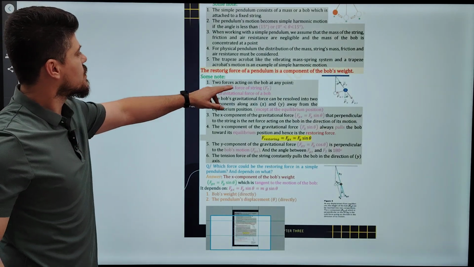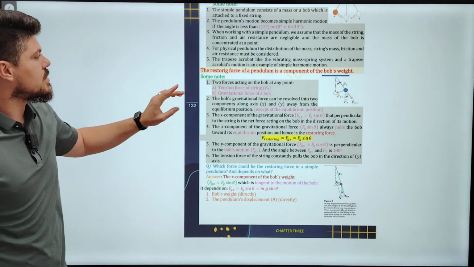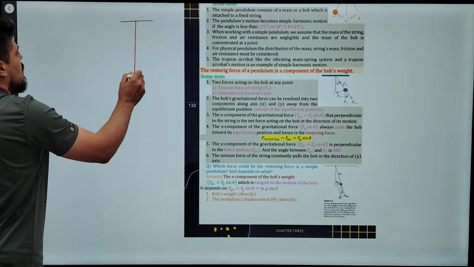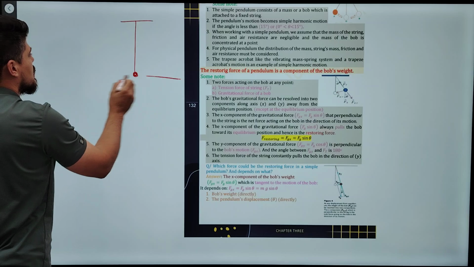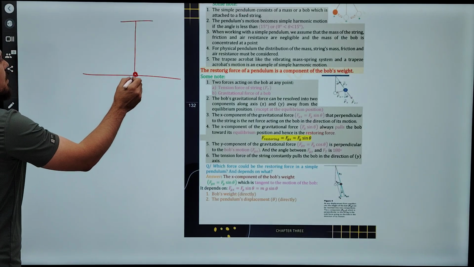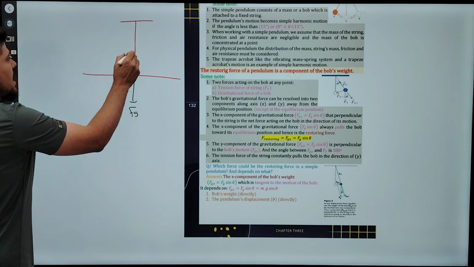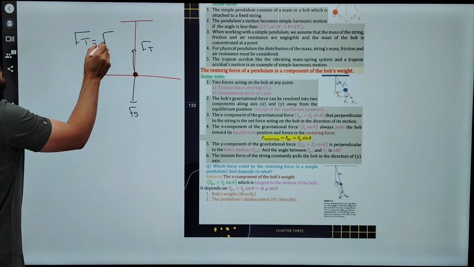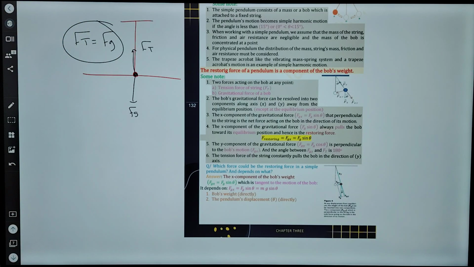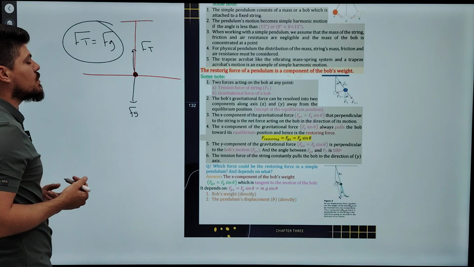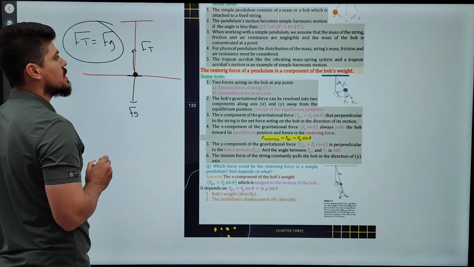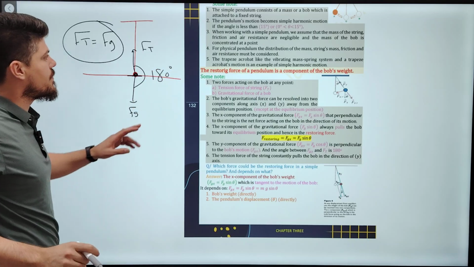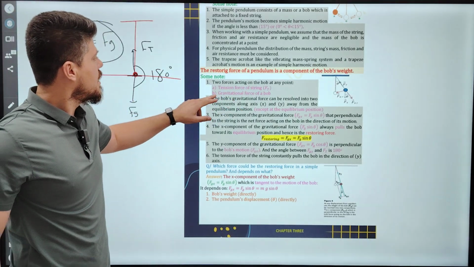As I mentioned, two forces act on the bob at any point, even at the equilibrium position. At equilibrium position, the two forces acting on the bob are gravitational force and tension force. At equilibrium position, Ft is equal to Fg, but in opposite direction. So when is tension force equal to gravitational force? At equilibrium position. Okay? So the angle between FT and FG is 180 degrees.